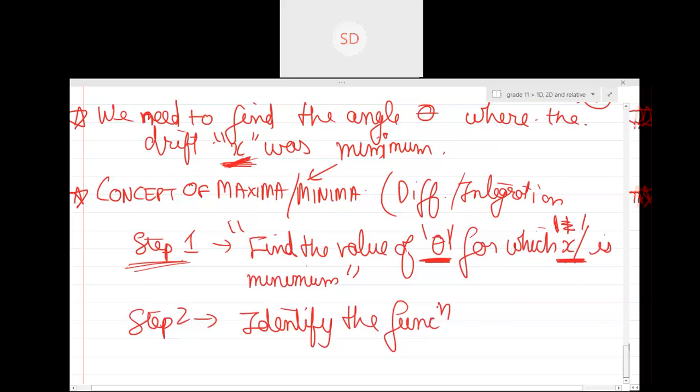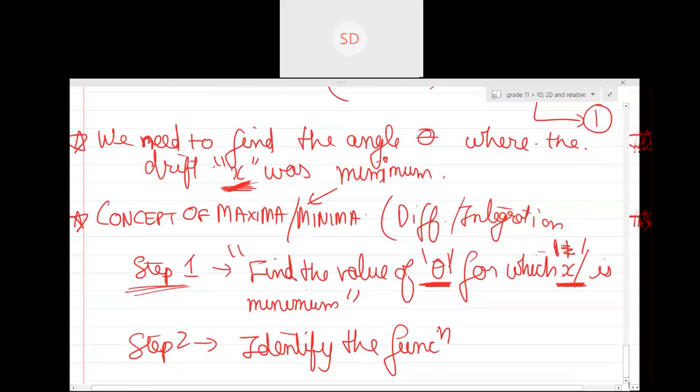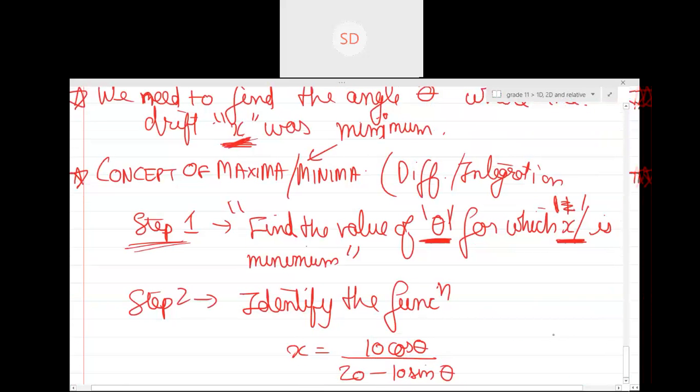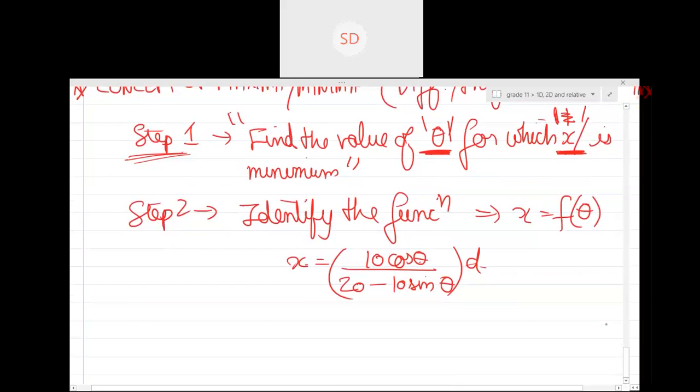So here the function was given by equation 1, which was basically x is equal to (20 minus 10 sin theta) upon 10 cos theta. Yes or no? Was this the function? So can you see x as a function of theta over here? Are you getting my point?